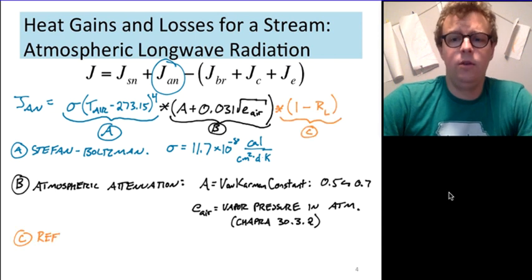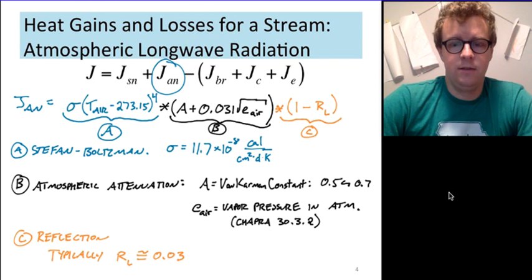And finally, shown in orange is this term 1 minus RL. This is to deal with the reflection. And so the idea that not all of that long wave radiation that hits the surface of your water body will actually be absorbed. Typically about 3% of it is going to bounce back off without being absorbed. And so what you're doing there is multiplying functionally by 0.97 or 97%. So those are two of the typical sources of heat, so places that heat is getting in.